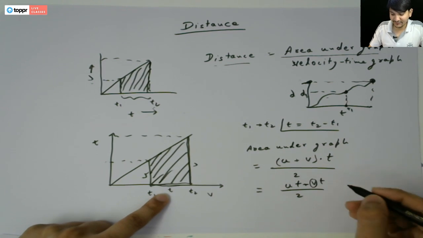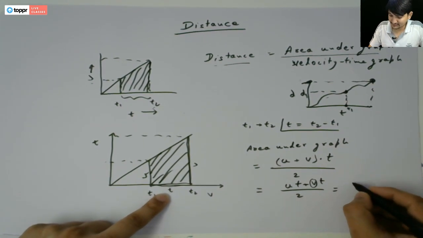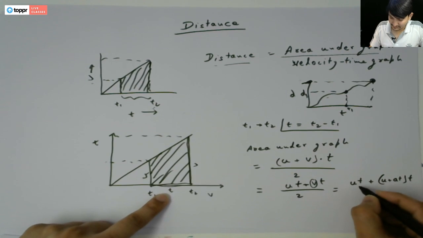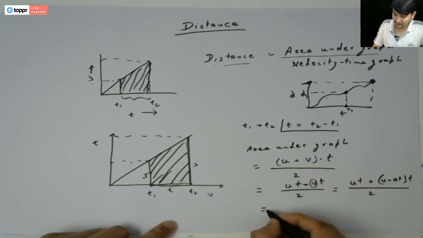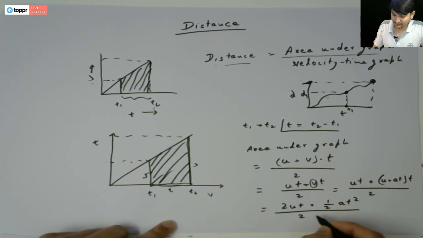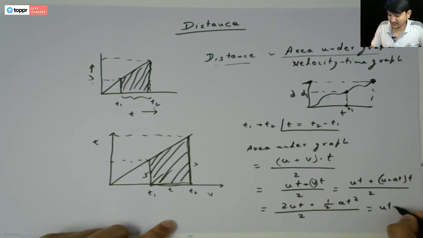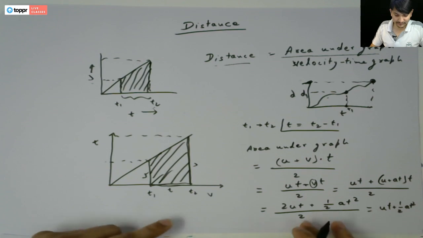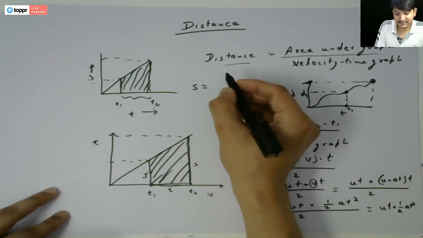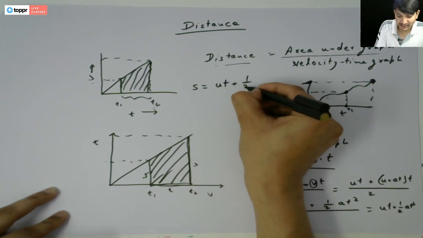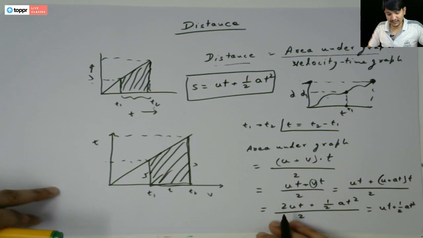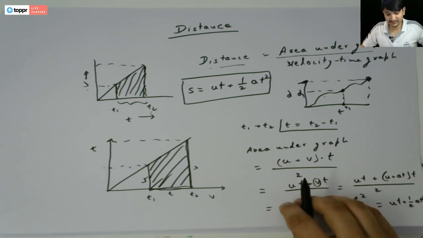We already know that v equals u plus at, so ut plus ut plus at squared by 2 equals 2ut plus at squared by 2. That is giving us ut plus half at square. So summing up our work here, distance equals ut plus half at square, which we found using a graphical presentation method.